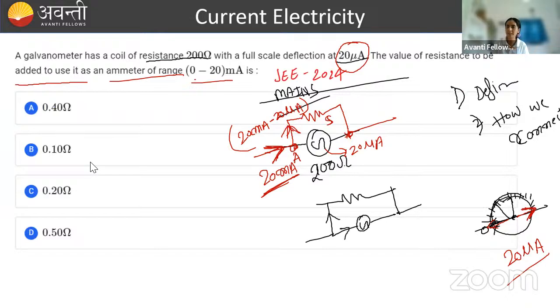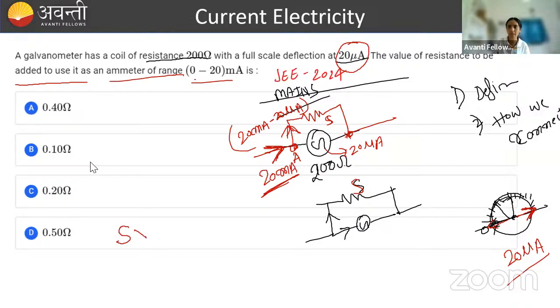Here current and here current, they are in parallel, right? Galvanometer and this shunt are in parallel, so voltage across these two will be the same because they are in parallel. Okay, so equate their voltage, that is the equation of ammeter. So across S, how much voltage will there be?